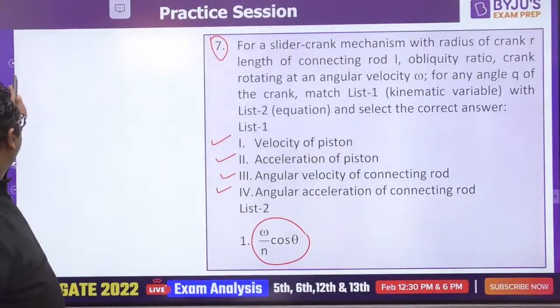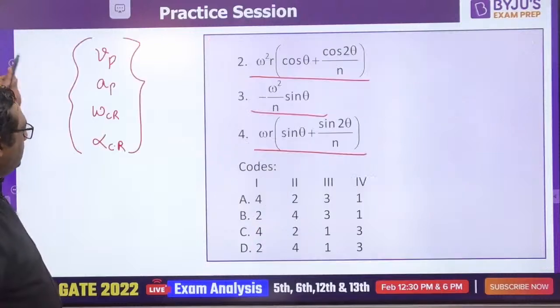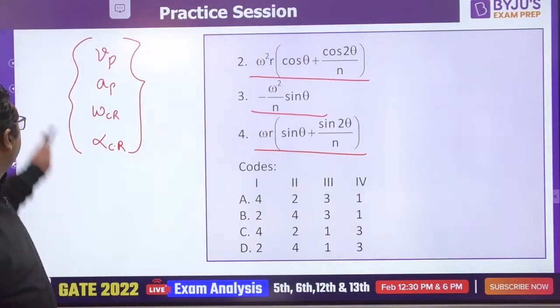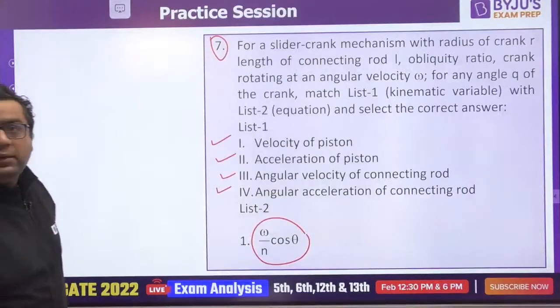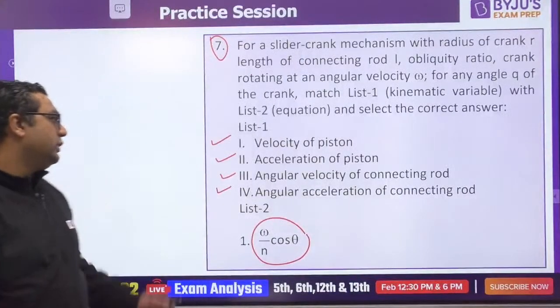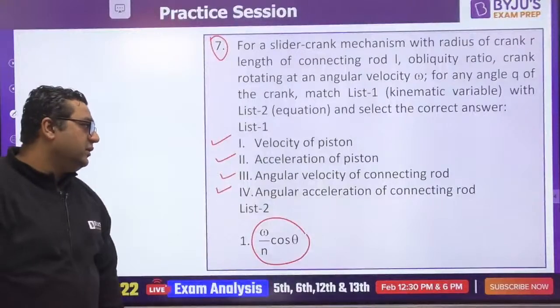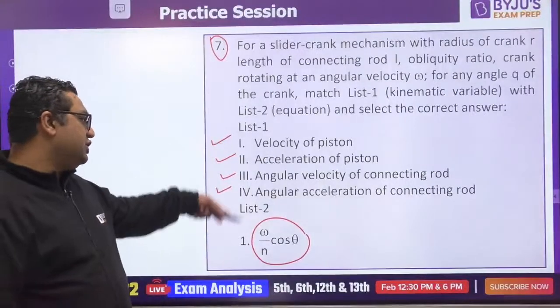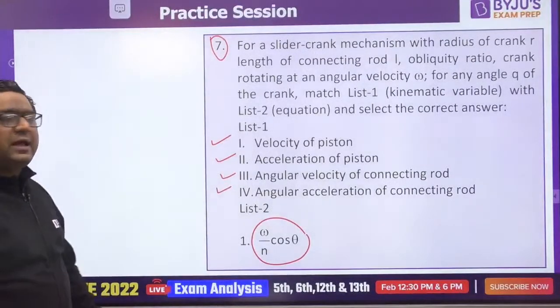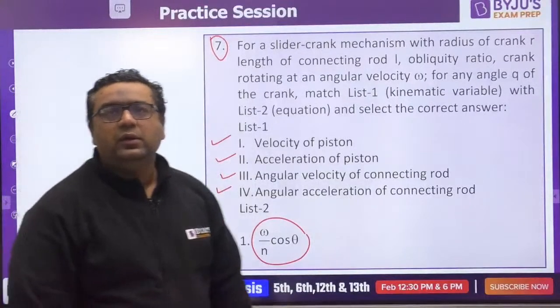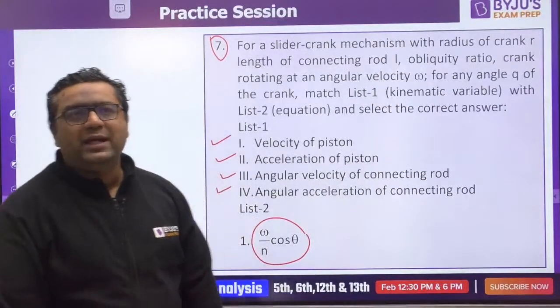Yes. Velocity of piston. Okay, Sudarshan, I am showing you the previous slide. Velocity of piston, acceleration of piston, angular velocity of connecting rod, angular acceleration of connecting rod. Ramesh Mon is saying C, Surya is saying C.